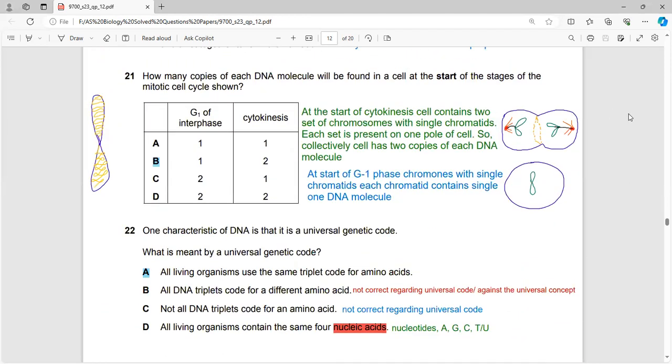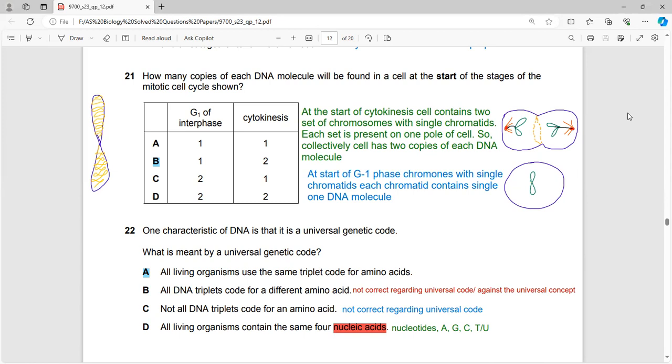We're going to proceed to the next question. How many copies of each DNA molecule would be found in the cell at the start of the stages of mitosis in the cell shown there? So the cell cycle consists of what? At the stage of mitosis, the cell consists of different phases.